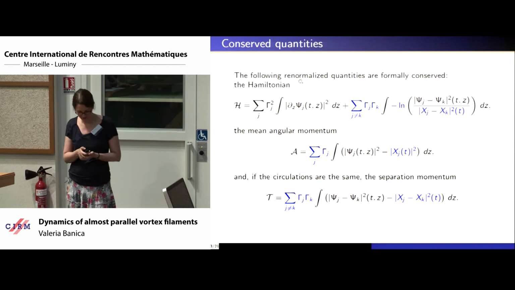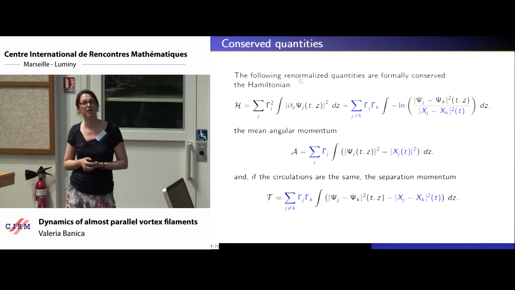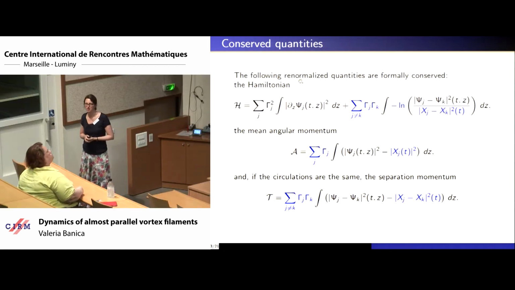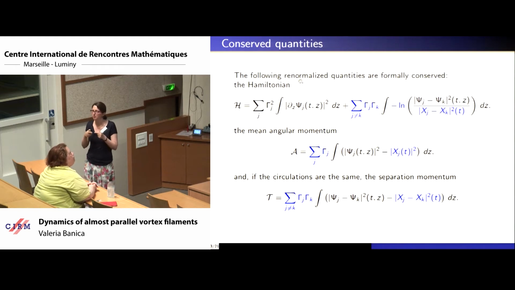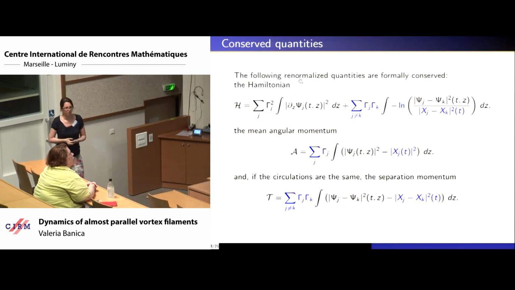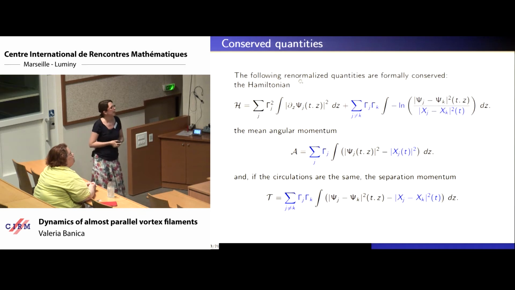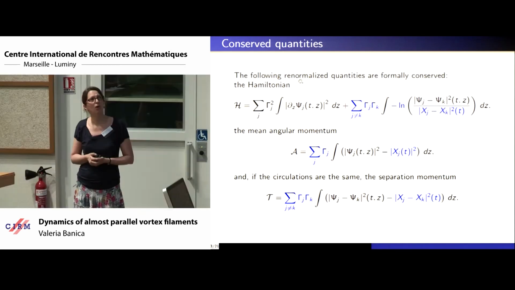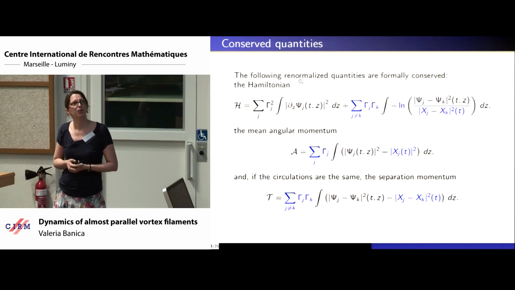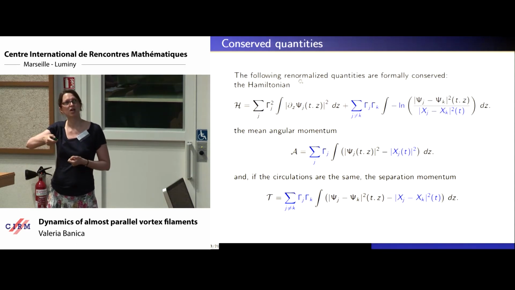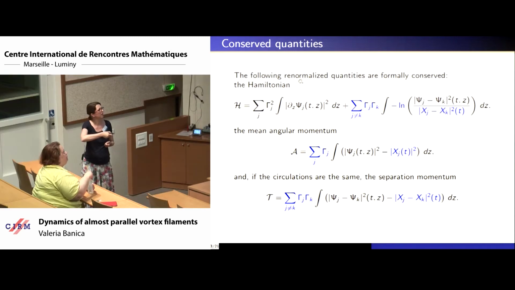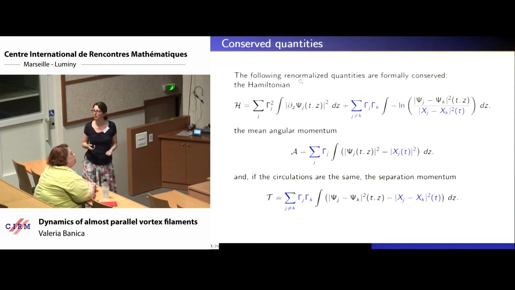Okay, so for instance, if the circulations gamma are all positive, then you don't have collisions. Collisions means that in finite time, the points of the filaments touch. For the filament, that happens if at one height you have psi j equals psi j prime. Okay, so if all circulations are positive, and you imagine that you have some points xj that get very close to some point xk, from the conservation of energy you will also need to have another pair of points that get very far from each other, right?